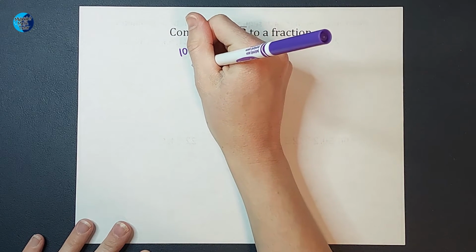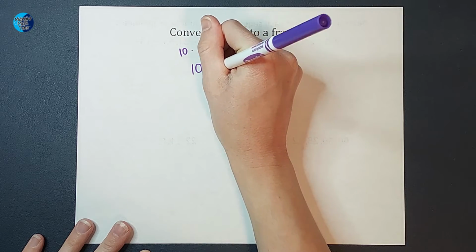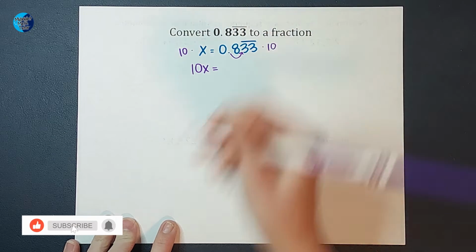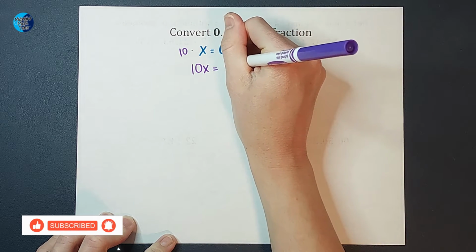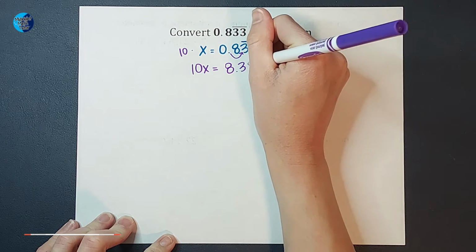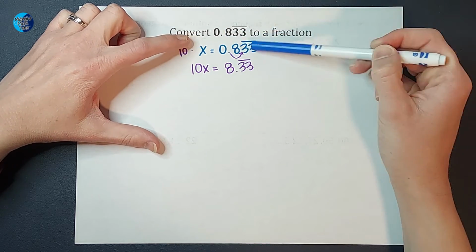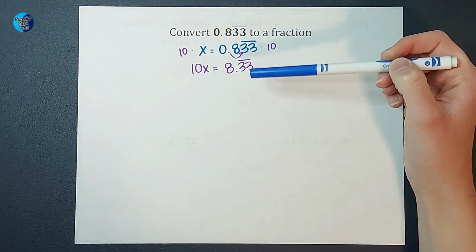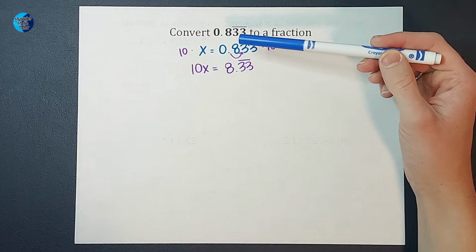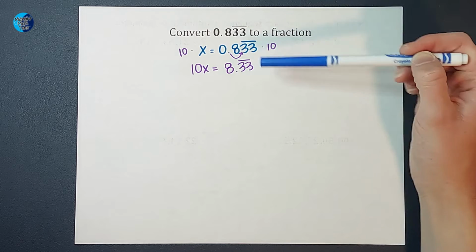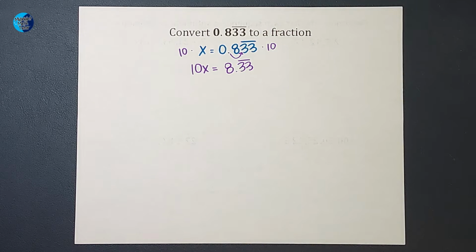So that is going to make this now look like 10x equals, when I multiply this side by 10, it moves that decimal to the right one place. So I end up with 8.33 repeating. Now, if you have experience converting these, you know that our usual next step is to go ahead and subtract this from both sides. But it's going to be, probably not impossible, but very difficult to try to subtract a number that's not repeating from a number that is repeating. So how do we fix that?